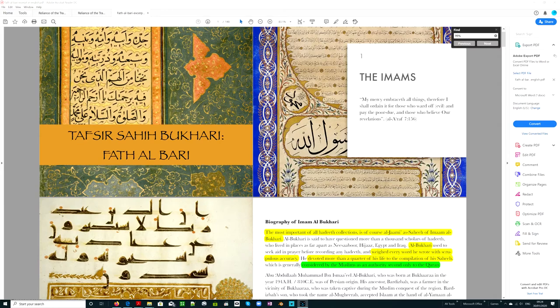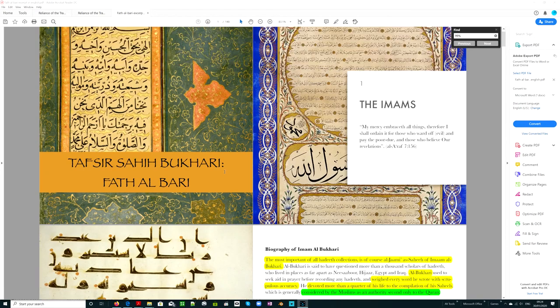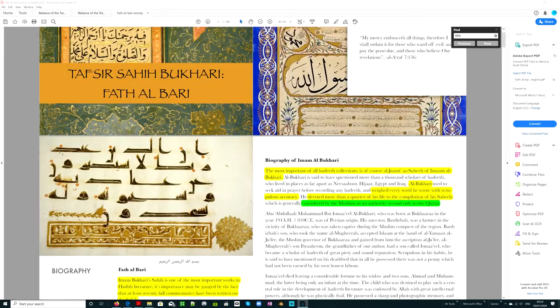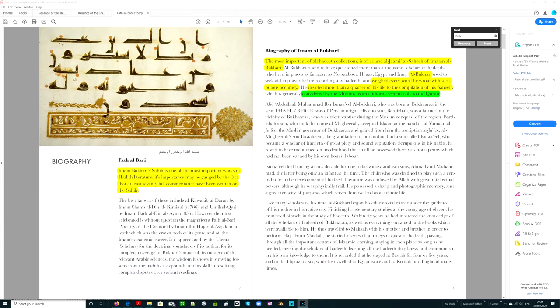Lying Muslim in the comments, this is what you need. This is called the Fath al-Bari. It's a tafsir on Sahih Bukhari, and it contains just a few passages I want to bring to you. Imam Bukhari's Sahih is one of the most important works in hadith literature. Its importance may be gauged by the fact that at least 70 full commentaries have been written on the Sahih.